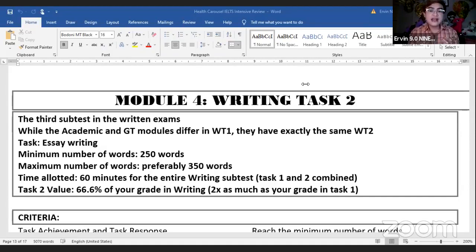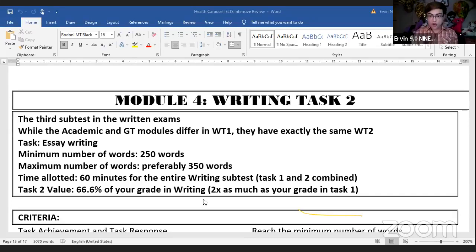So, for the benefit of the others who are not yet sure which one they are going to take, academic or general training, I'll give you an idea. The academic module is usually intended for, number one, those who are going to apply for a student visa. Regardless of the school, country, or course, it's the academic module if you're applying for a student visa. Number two, if you're a nurse planning to work in the US, UK, Ireland, Australia, New Zealand, it's the academic module.